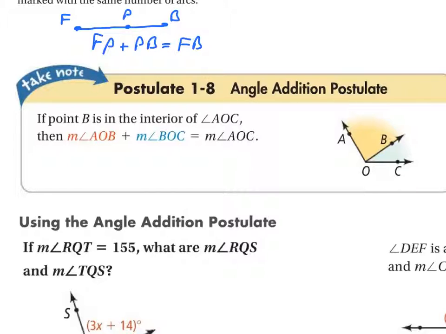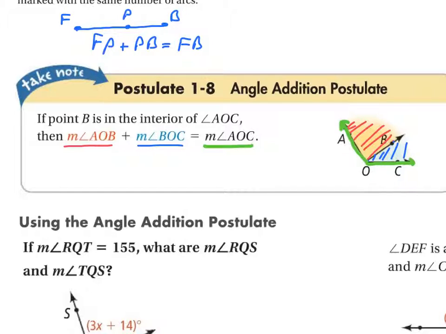And so we're able to say that the measure of angle AOB, this angle in red, and the measure of angle BOC, this angle in blue, if I add those two angles together, I get the measure of angle AOC, which is the big angle, both of those together. That is what our angle addition postulate is telling us we can do.